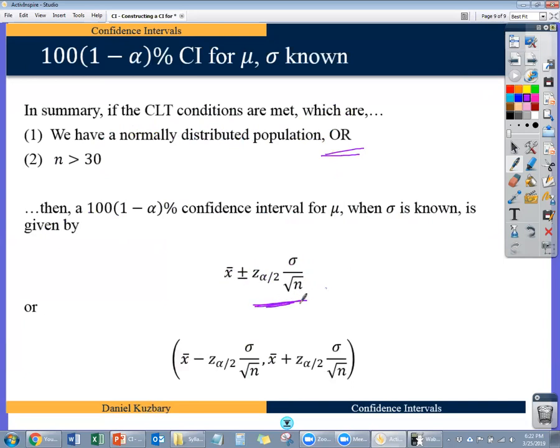So this is my margin of error right here, and this is my x bar. So you could read that as x bar plus or minus the margin of error. Okay, so I just showed you how to find this. This is going to be given to you. If sigma is known, then this is given. When you take a sample, you know what this is.